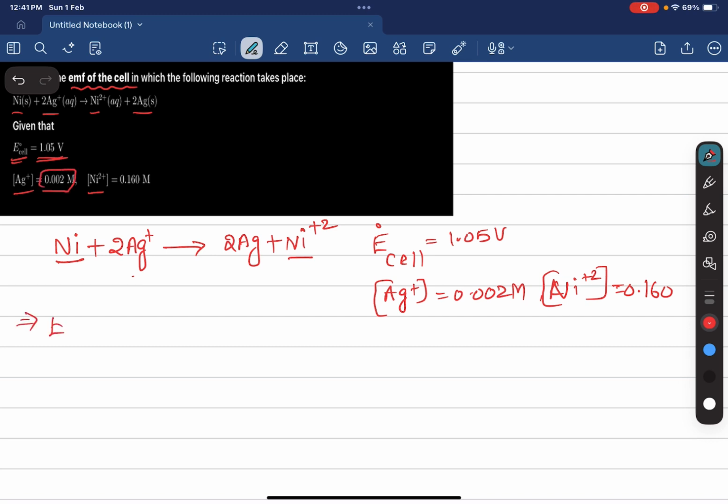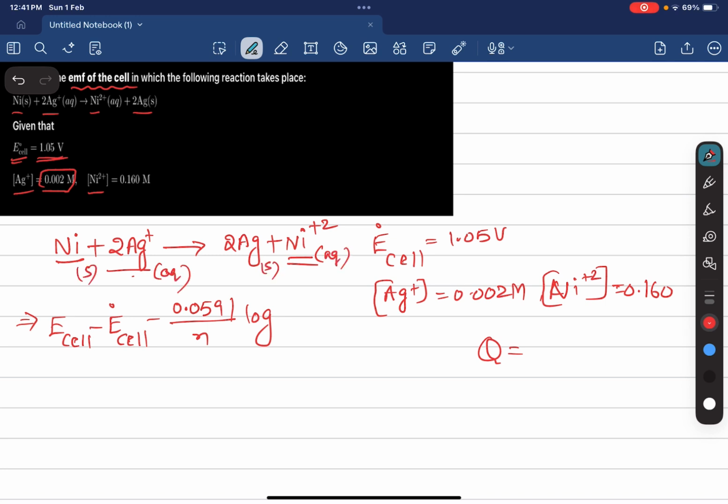What is the formula for the Nernst equation? E cell equals E0 cell minus 0.0591 by n, where n is the number of electrons exchanged, times log Q, which is nothing but products' ions by reactants' ions. So what are the product ions? These are in the aqueous state: solid, aqueous and solid. So Ni2+ by Ag+ whole power 2.